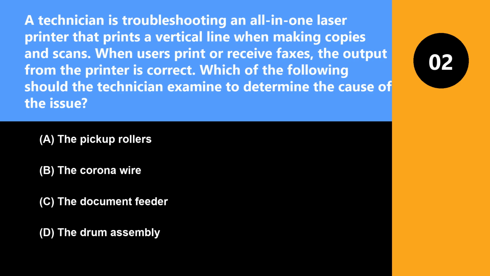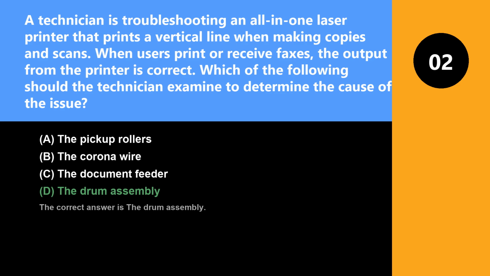Question 2. A technician is troubleshooting an all-in-one laser printer that prints a vertical line when making copies and scans. When users print or receive faxes, the output from the printer is correct. Which of the following should the technician examine to determine the cause of the issue? Option A. The pickup rollers. Option B. The corona wire. Option C. The document feeder. Option D. The drum assembly. The correct answer is option D, the drum assembly.